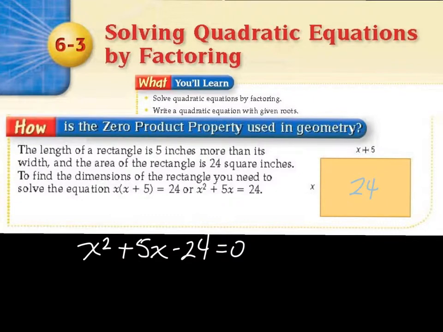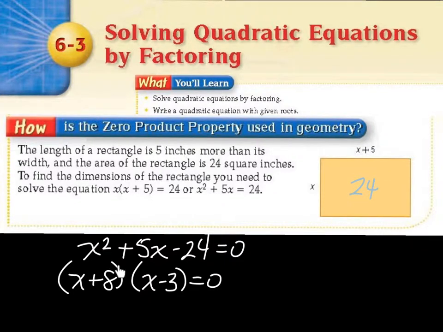I need factors of negative 24 that'll give me a sum of positive 5. So my two factors, if I multiply this out, x times x is x squared, minus 3x plus 8x gives us 5x minus 24.